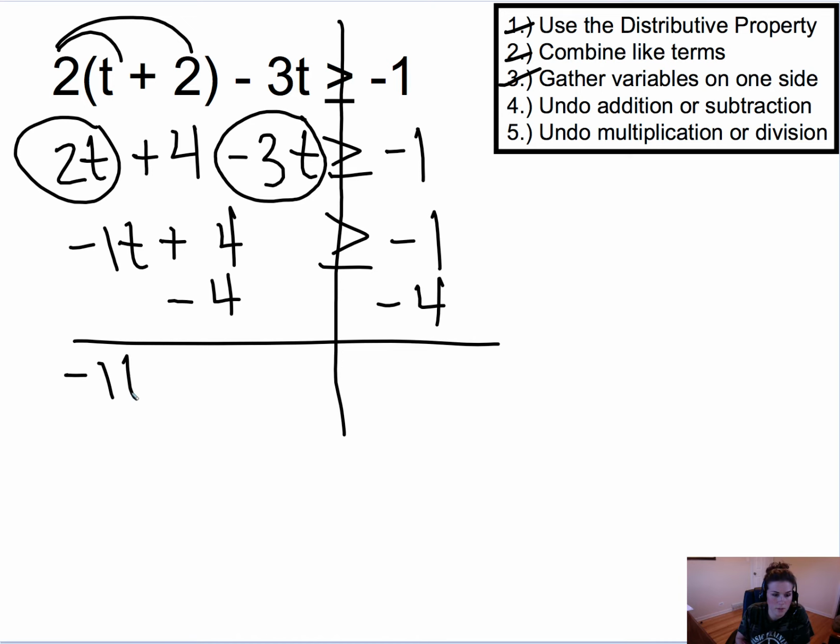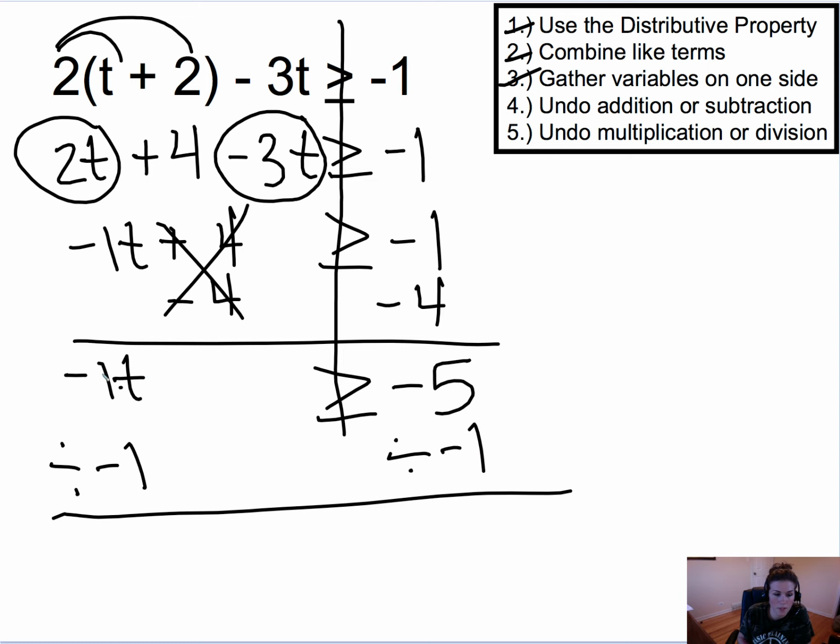Bring down the negative 1t. 4 minus 4 cancels. Bring down my sign, and negative 1 minus 4 is negative 5. I still do not have t by itself because I have the negative 1 attached. It has to be positive in order for my answer to be completely done. So that is attached with multiplication, so I will divide by negative 1 on the left and on the right. That way the negative 1's cancel. I have t by itself.